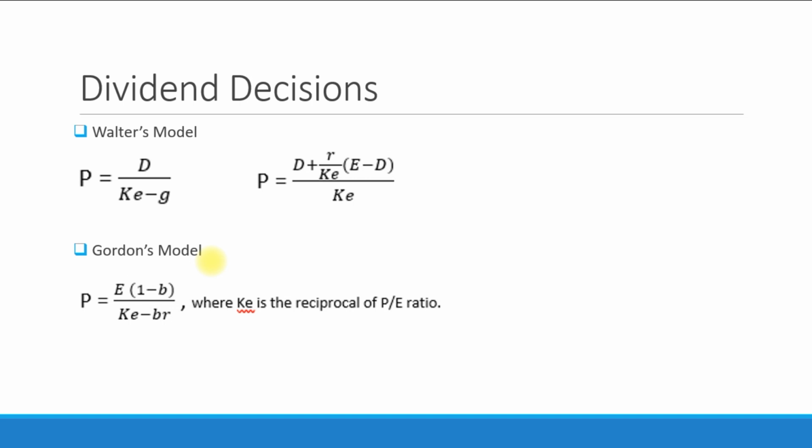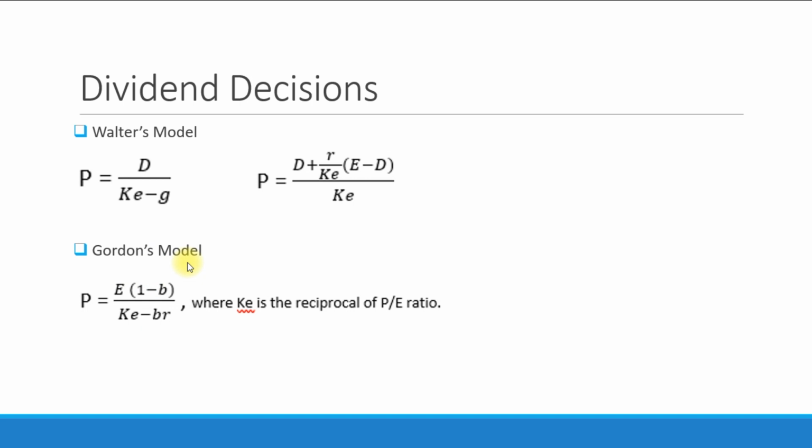Now, there are some assumptions made in Gordon's model, which are: one, the firm is an all-equity firm. No external financing whatsoever, as investment programs are financed entirely by retained earnings. There is no external financing, and the firm is an all-equity firm. That is the first assumption of Gordon's model.